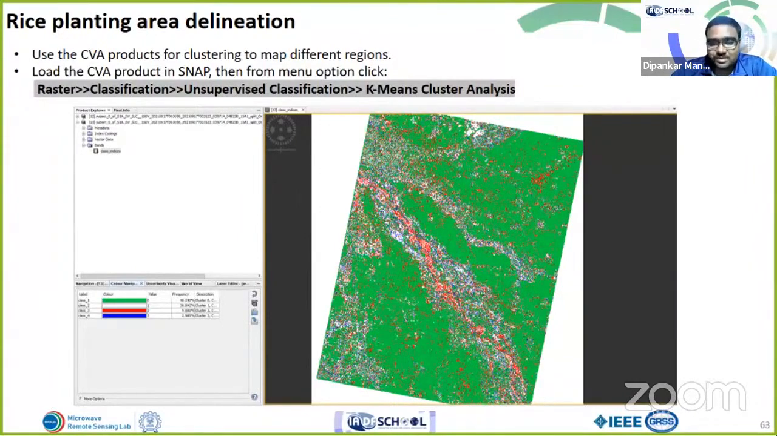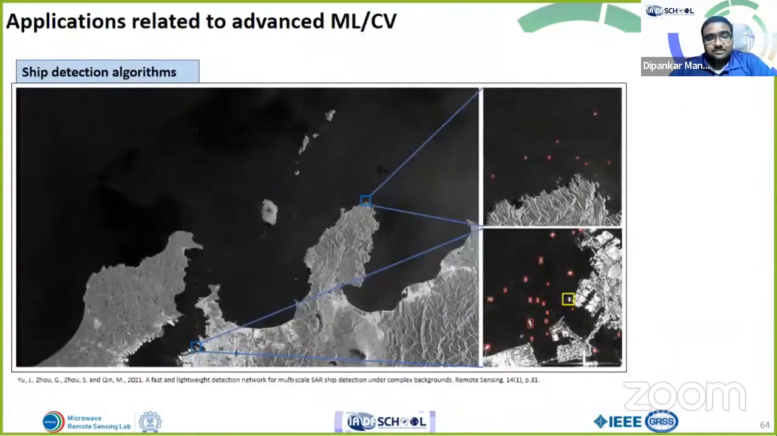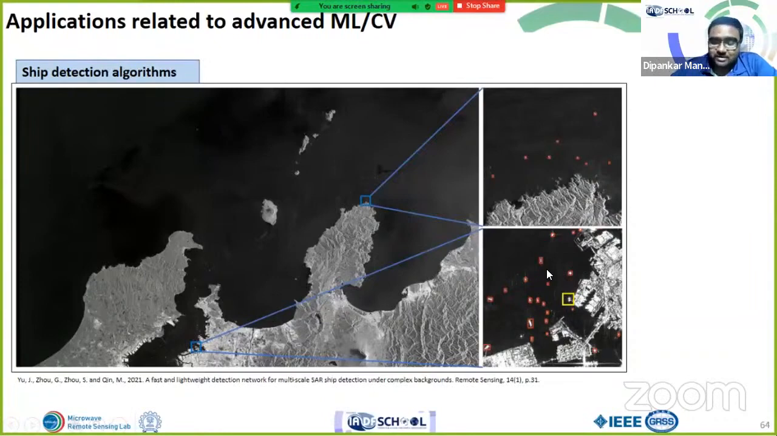or different components generated from Sentinel-1 GRD products. Now, similarly, apart from these agriculture applications, there are multiple applications in other categories like ship detection algorithms, which are commonly used for surveillance purposes, maritime traffic analysis and so on. Microwave data sets are very commonly used for this, where we can utilize the backscatter intensities in a particular channel, and then we can detect ships or vehicles or other components from the image using different algorithms.